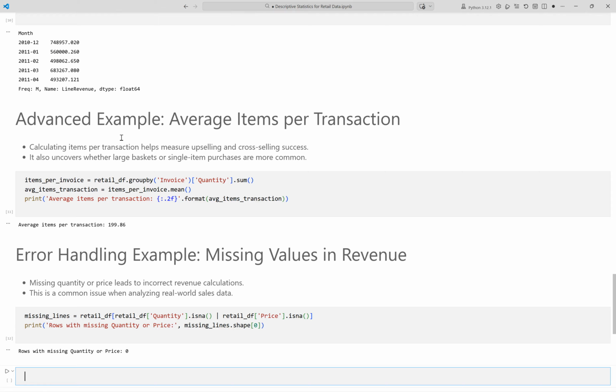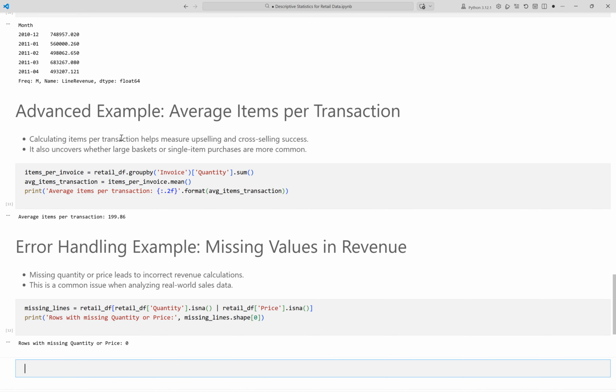In the context of error handling, this confirms that there are no missing values affecting revenue calculations here, so the data is clean for accurate analysis. This step is crucial to ensure that any revenue figures you compute are based on valid, non-missing input data. Practice: removing missing data will be needed for accurate revenue reporting.